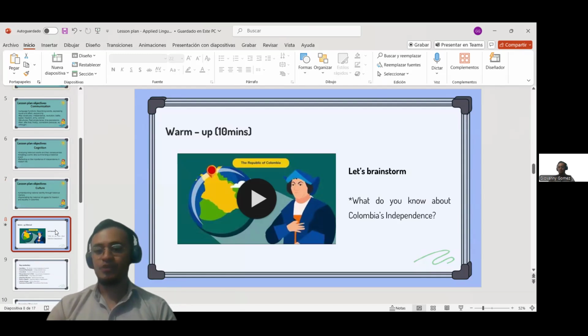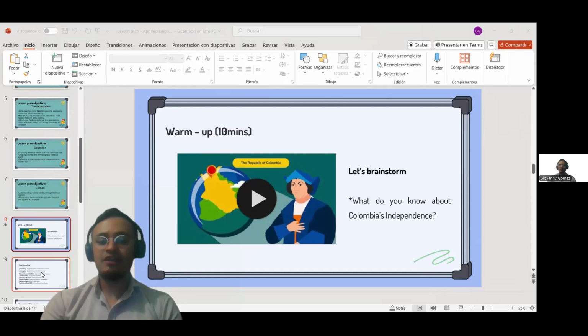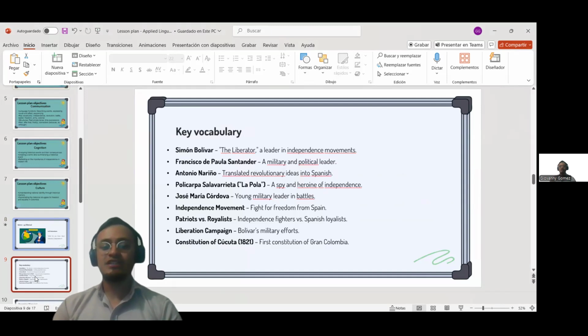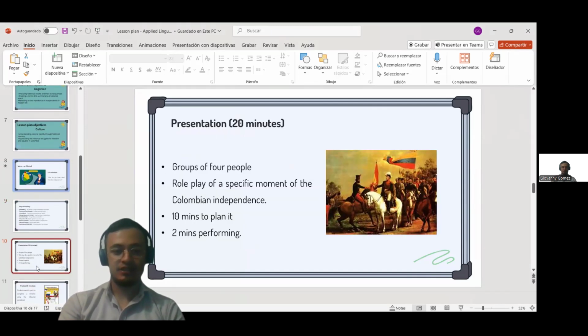Now, in this activity, as a warm up, you will brainstorm about this question: What do you know about Colombia's independence? After you tell me what you know about it, we're going to watch this video. While you watch this video, I will give you a worksheet with this key vocabulary. Some important concepts and important people that you need to know that are part of this important event.